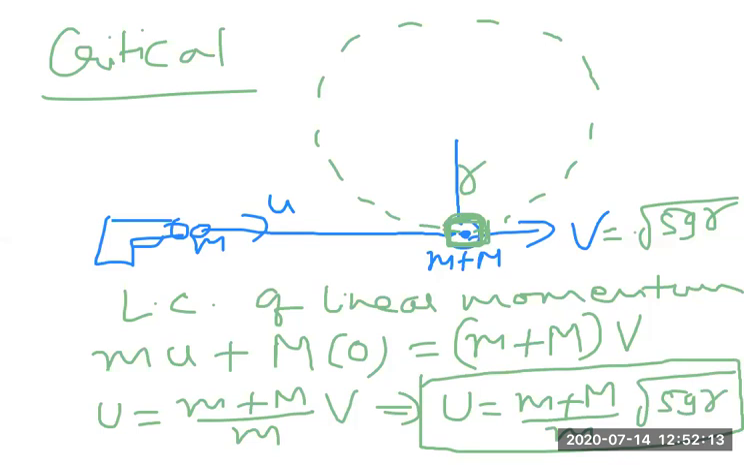I hope this is clear about this topic and the law of conservation of linear momentum. m into u plus M into 0 equals (m + M) into v, where v value is root 5gr. From here, u is the velocity of the bullet coming out from the gun. That value we calculated. This is one situation. I hope you are clear that it making a vertical circle means this situation.